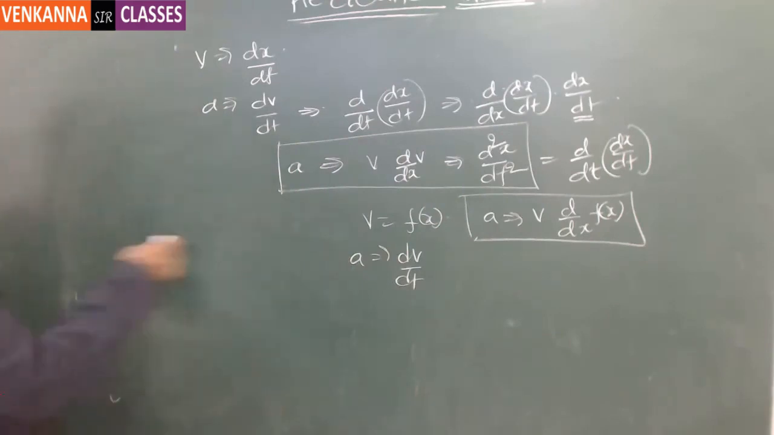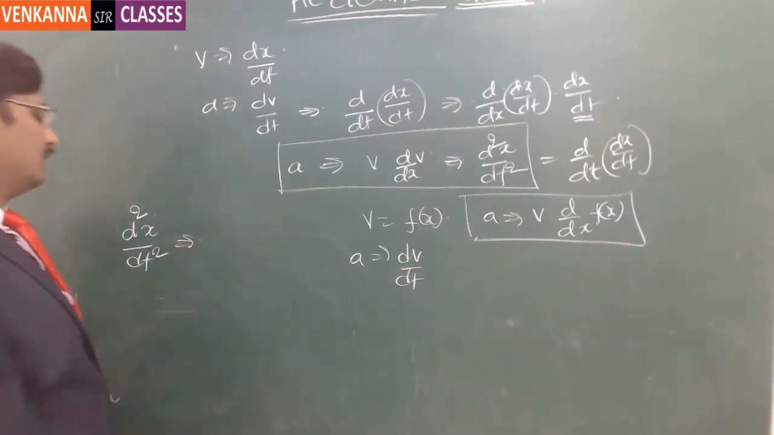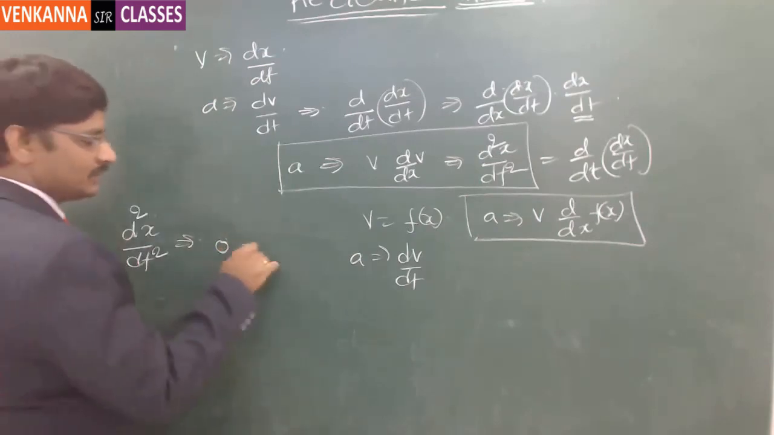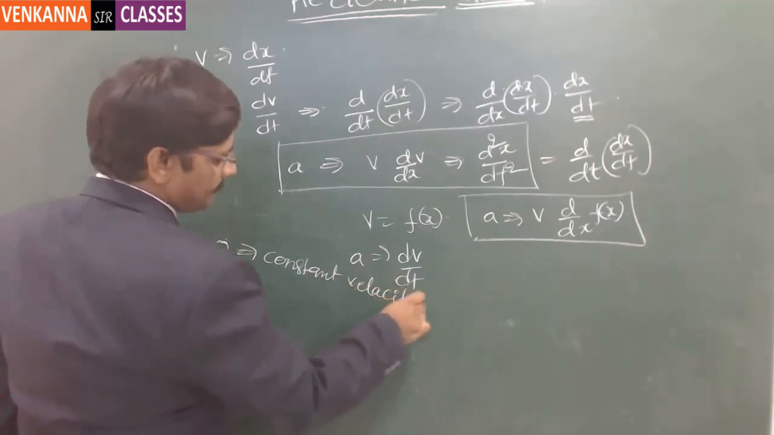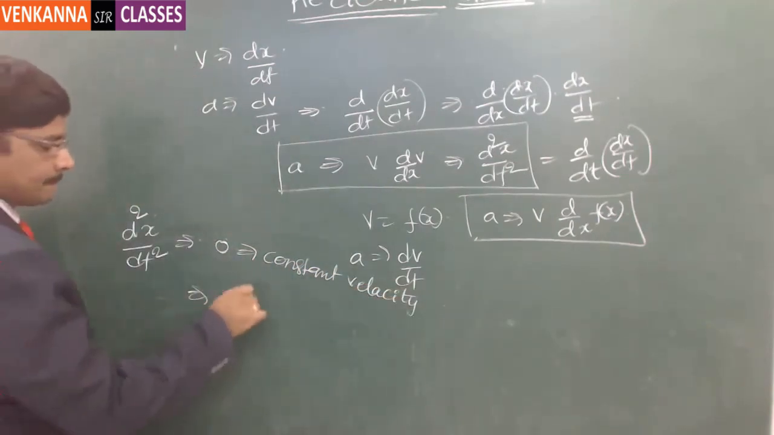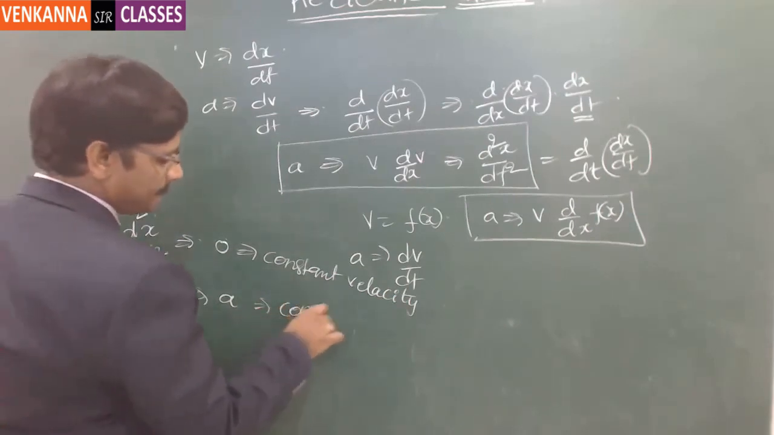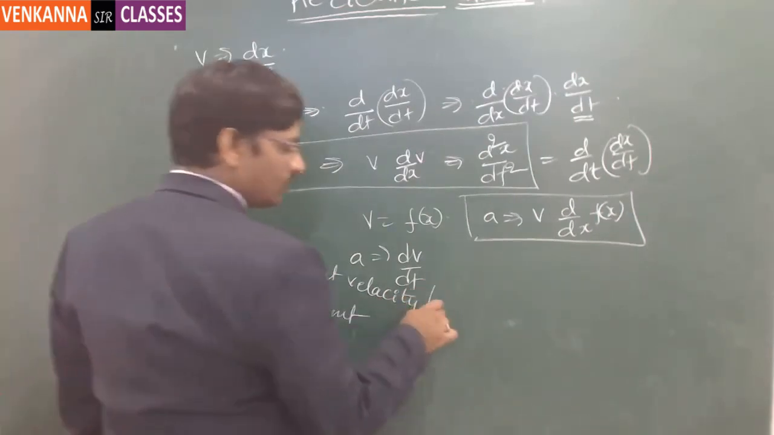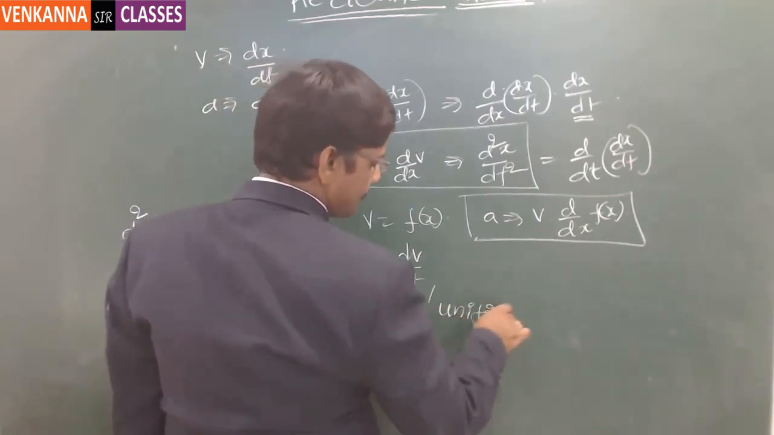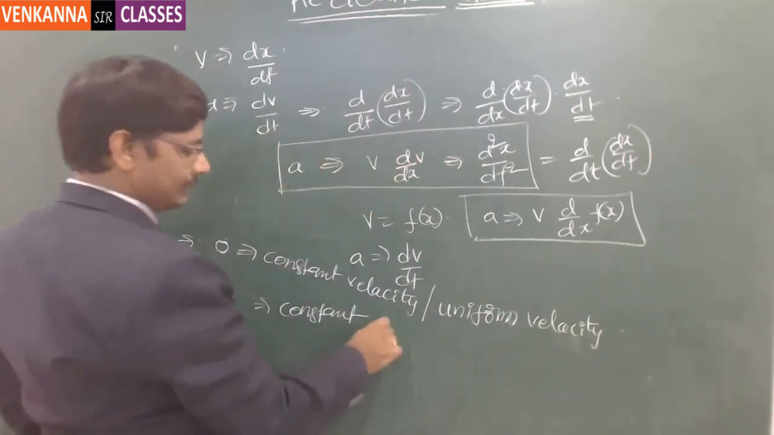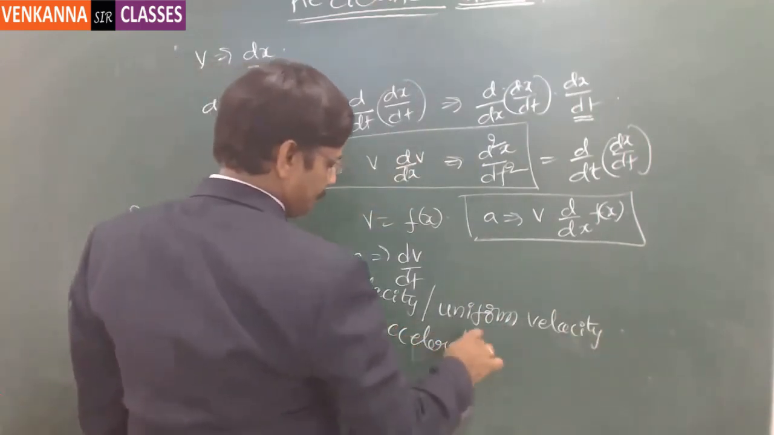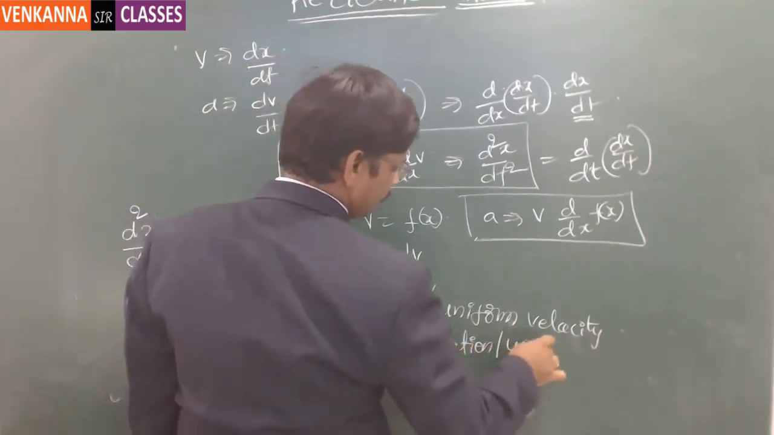Now, as I said earlier, for the acceleration d square x by dt square, there are three different scenarios we are going to deal with. One is that the acceleration may be 0, which implies constant velocity. This constant velocity is also called uniform velocity. The other is that the acceleration may be constant. This is constant acceleration, or uniform acceleration.